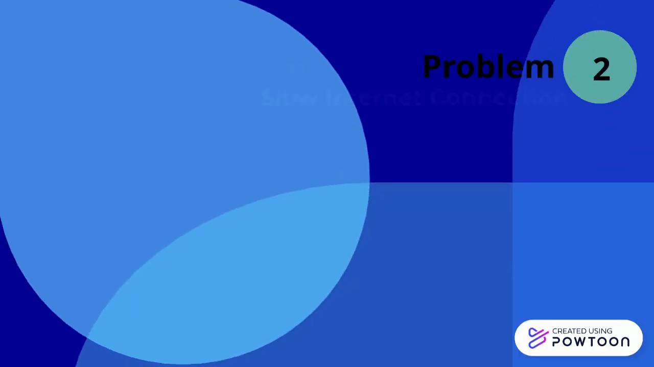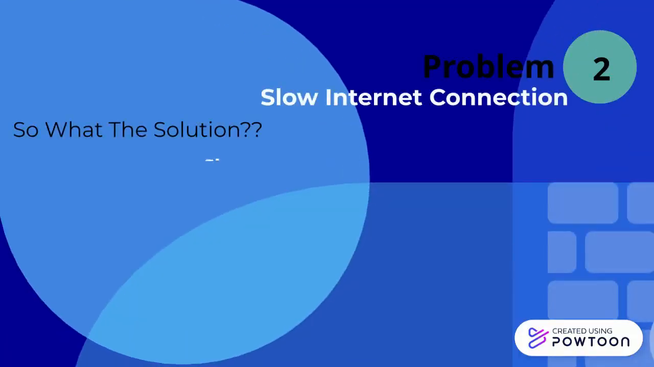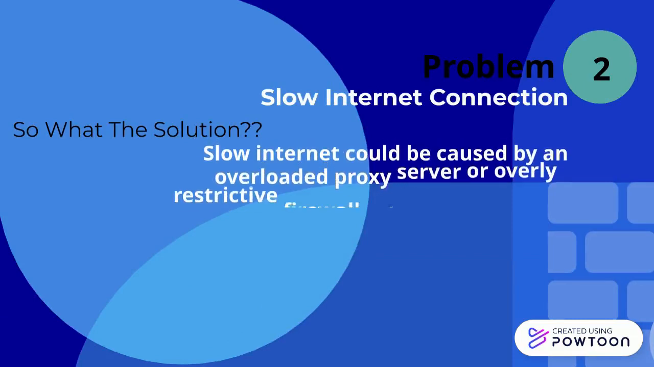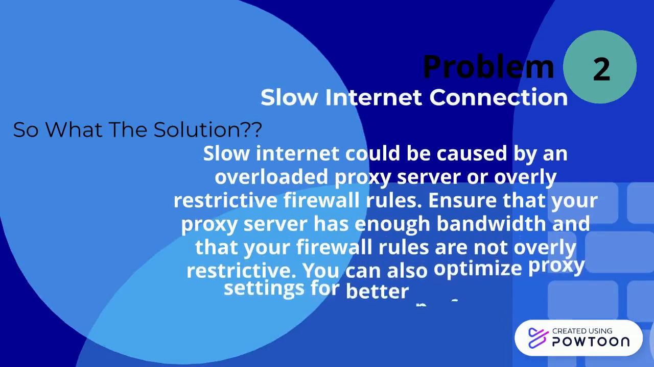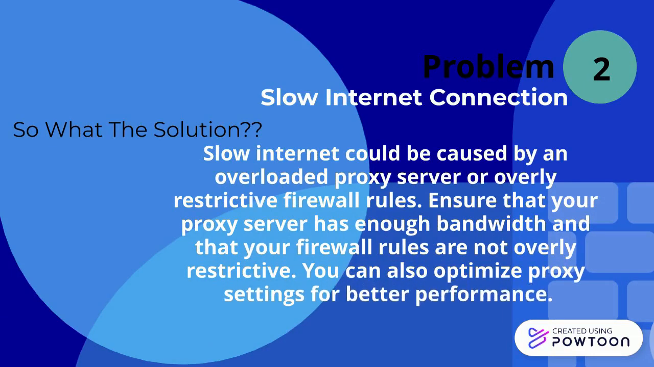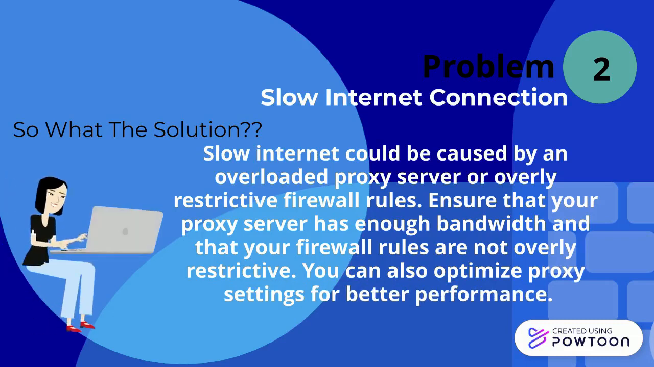The second is slow internet connection. So what's the solution? Slow internet could be caused by an overloaded proxy server or overly restrictive firewall rules. Ensure that your proxy server has enough bandwidth and that your firewall rules are not overly restrictive. You can also optimize proxy settings for better performance.